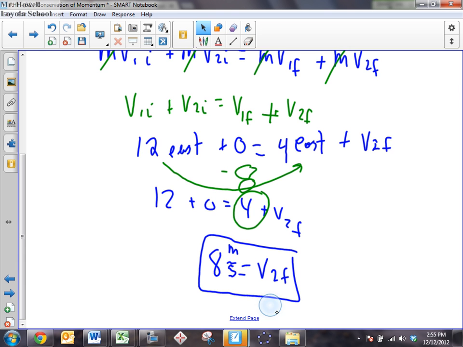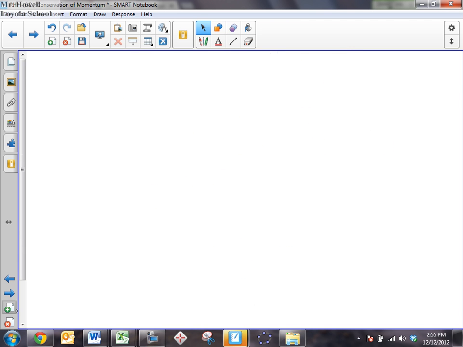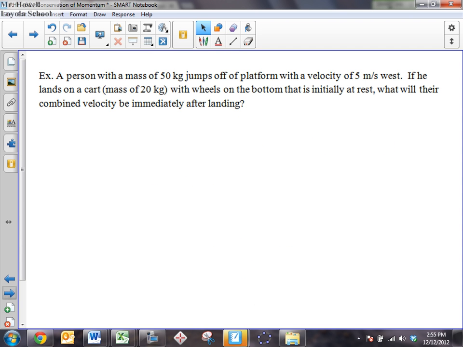Okay? All right, let's look at one of the last examples for today. Please write it down. A person with a velocity of 5 meters per second west.